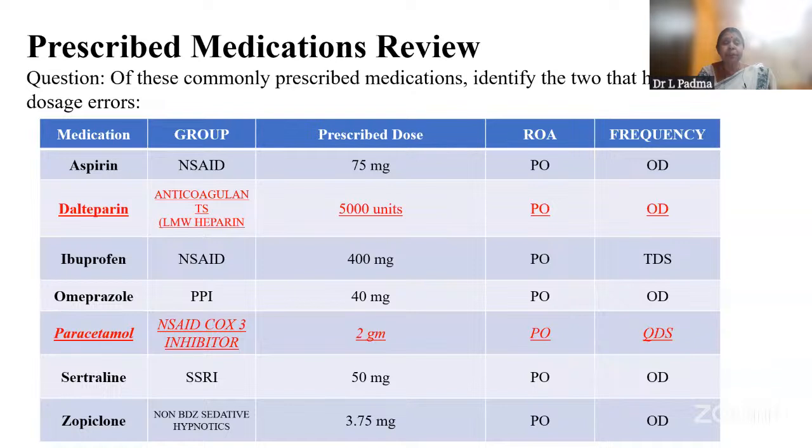This is the prescribed. I think this should go on up. Okay, this is the prescription medication review. So what is the question for this? Of the commonly prescribed drugs, identify the two that have dosage errors.